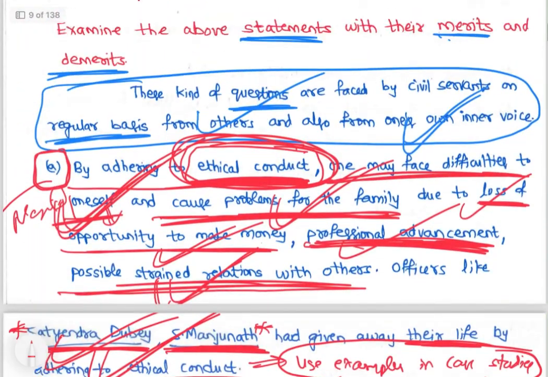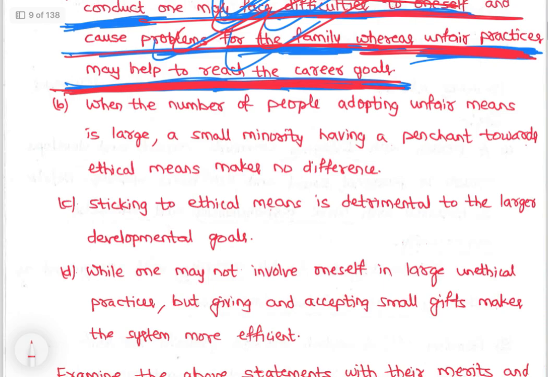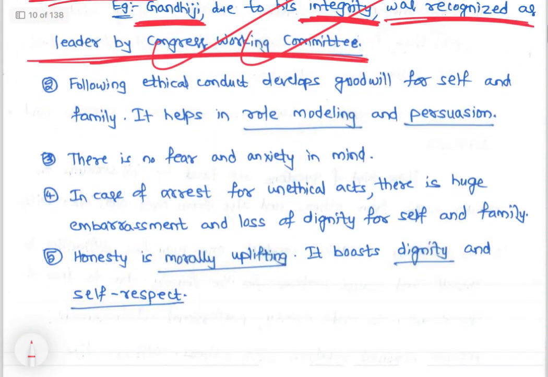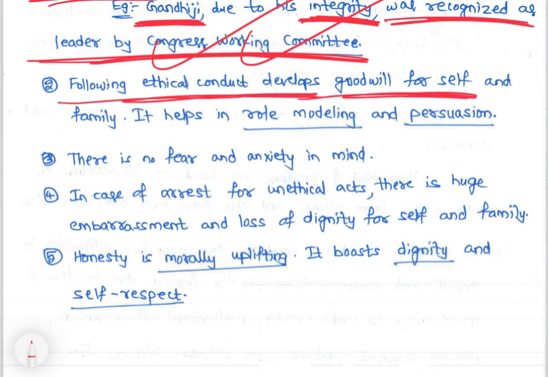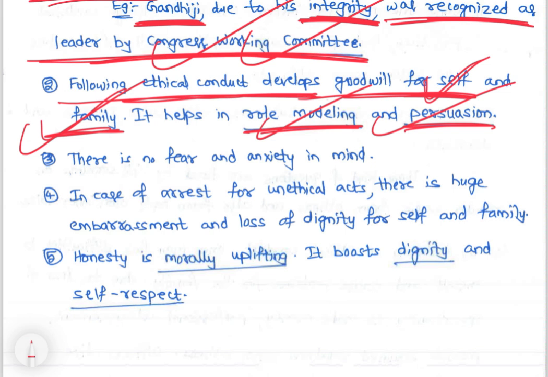Then the second question. See, second point is, following ethical conduct develops goodwill for self and family. ठीक है? फैमिली को नुकसान भी नहीं है भाई, फायदा भी है. Goodwill for self and family. भाई no child wants to tell that his or her father is corrupt, right? They feel proud when his or her father or mother, by that matter, they work in an ethical manner. Right? So it helps in role modeling and persuasion. ठीक है? आपको खुद बहुत हेल्प करेगी.